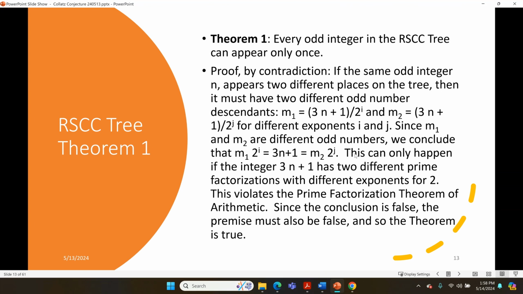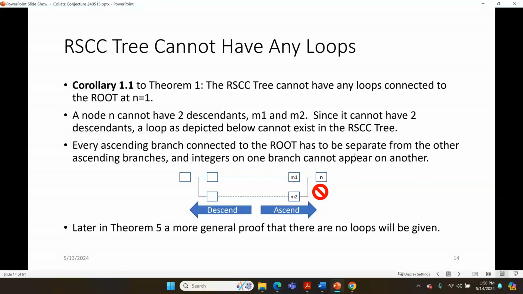Corollary to theorem number 1 is that the tree cannot have any loops that connect to the root at n equal 1. This is depicted in the short diagram down below, where n descends through 2 separate branches through m1 and m2, and those then combine to reach back to the root node at n equal 1. Such a loop in the tree would require 2 descendants from at least one of the nodes. In this case, it would be node n. Since theorem 1 says there cannot be 2 separate descendants, a loop of this type cannot exist. So the corollary must be true.